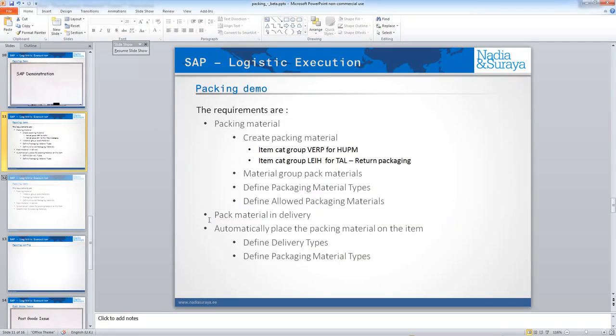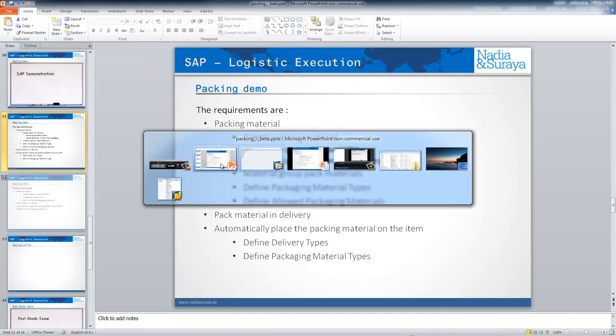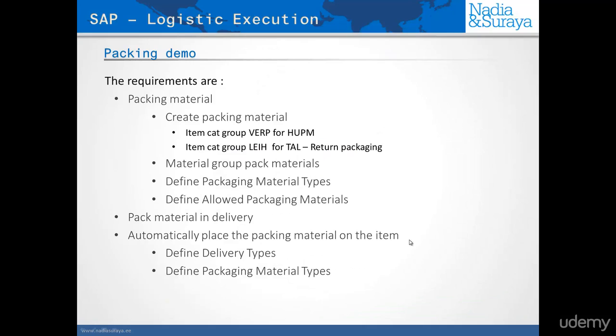So now if we go back to our presentation, let's have a look at the defined allowed packaging materials. What this says is, for a particular type of material, what packaging material can be used on this material. So let's say, for example, material group A can always be packed in a box.